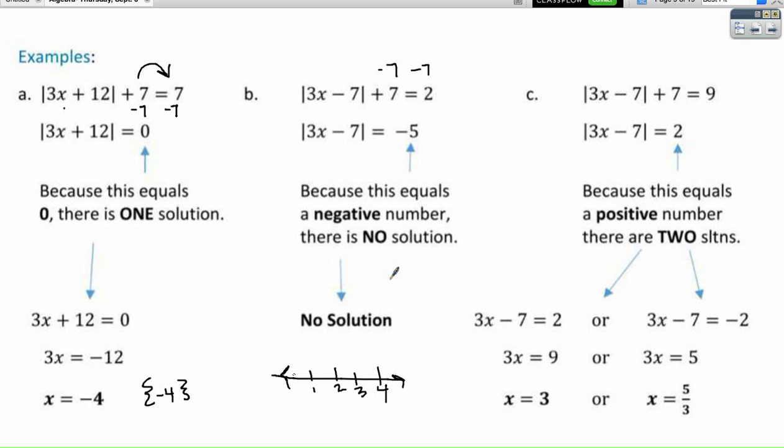nothing possible. Last scenario was if it came out positive, so I clean it up, I move the 7 over, comes out to equal 2, so then I set it up to equal 2 and negative 2, solve for these possibilities, so these are the 2 possibilities, and so I've got 3 and 5/3, actually 5/3 is the smaller answer, so I'm going to say 5/3 first, and then 3. So it wouldn't be wrong if you wrote it the other way, but we're trying to keep good habits here of writing our answers from least to greatest.